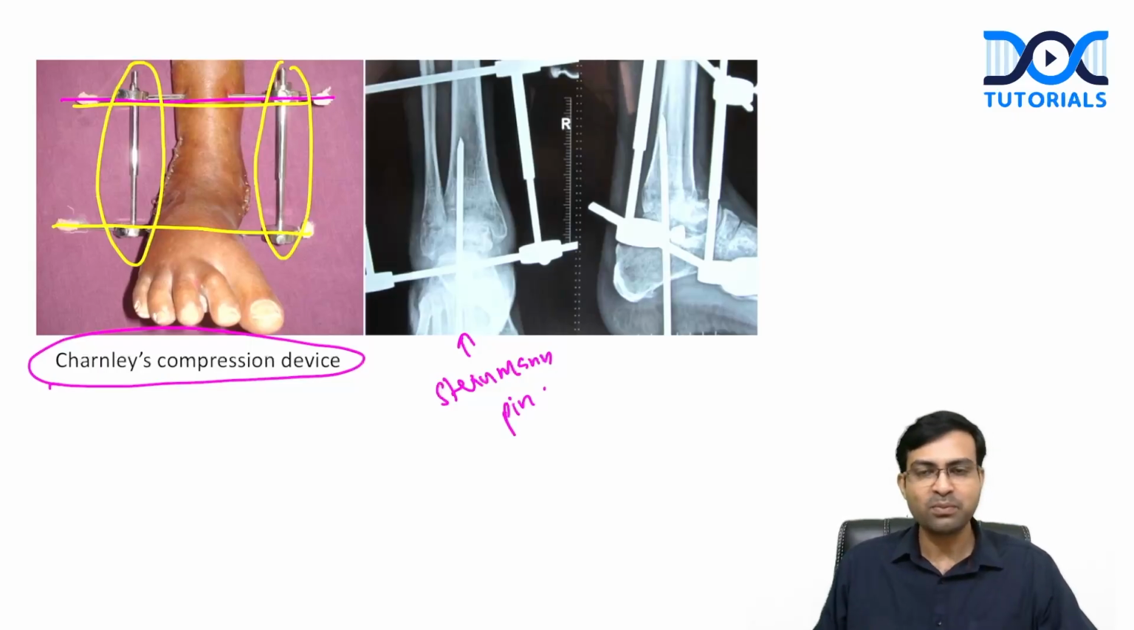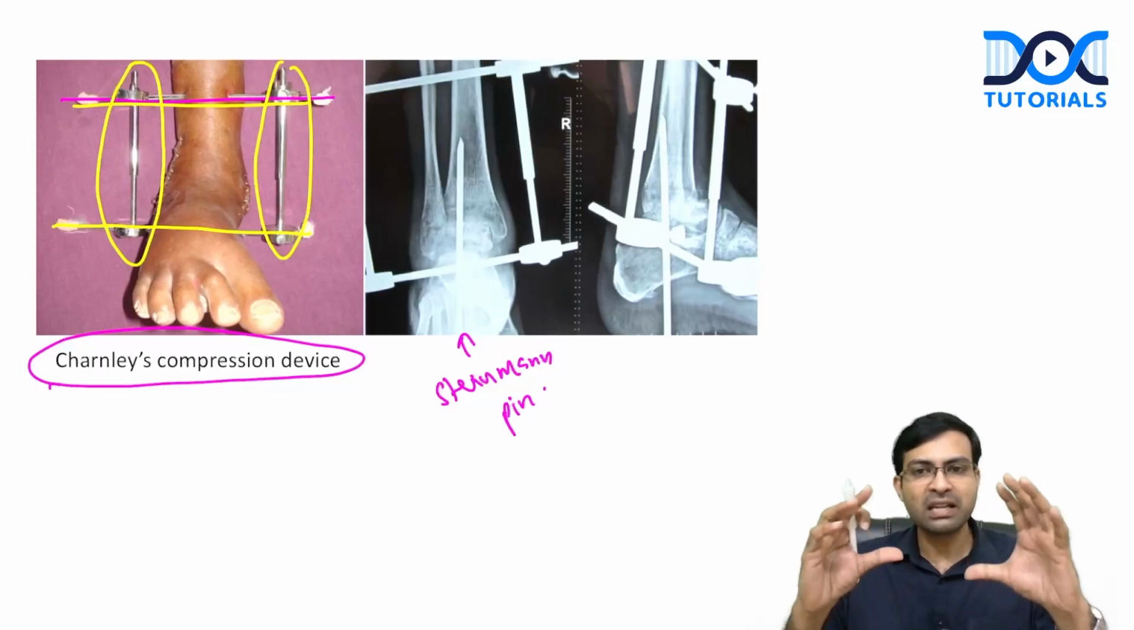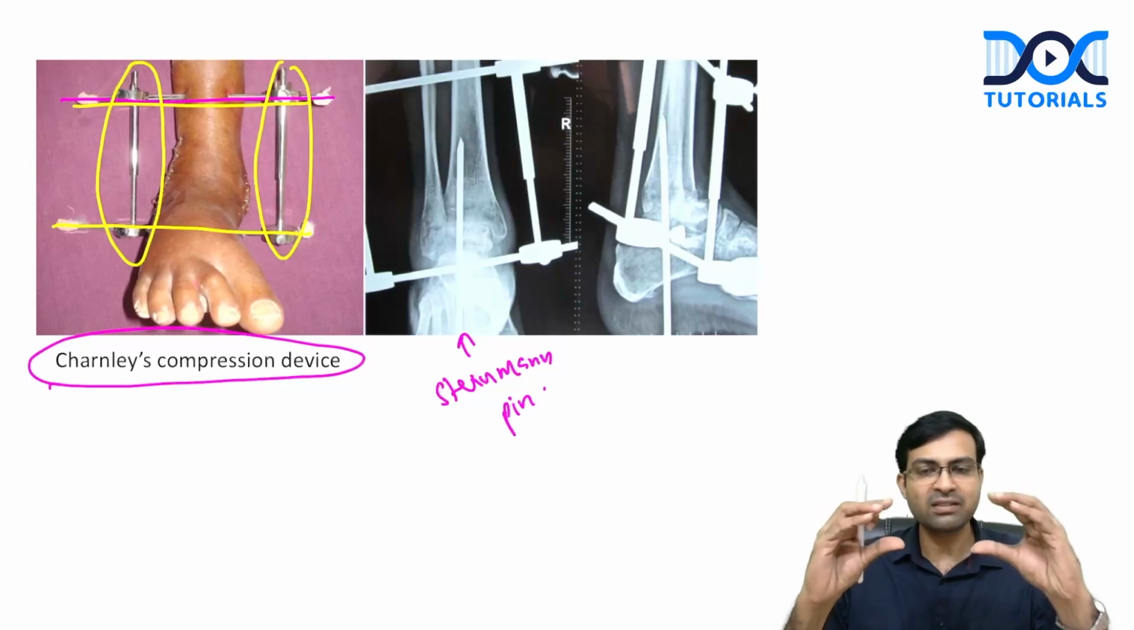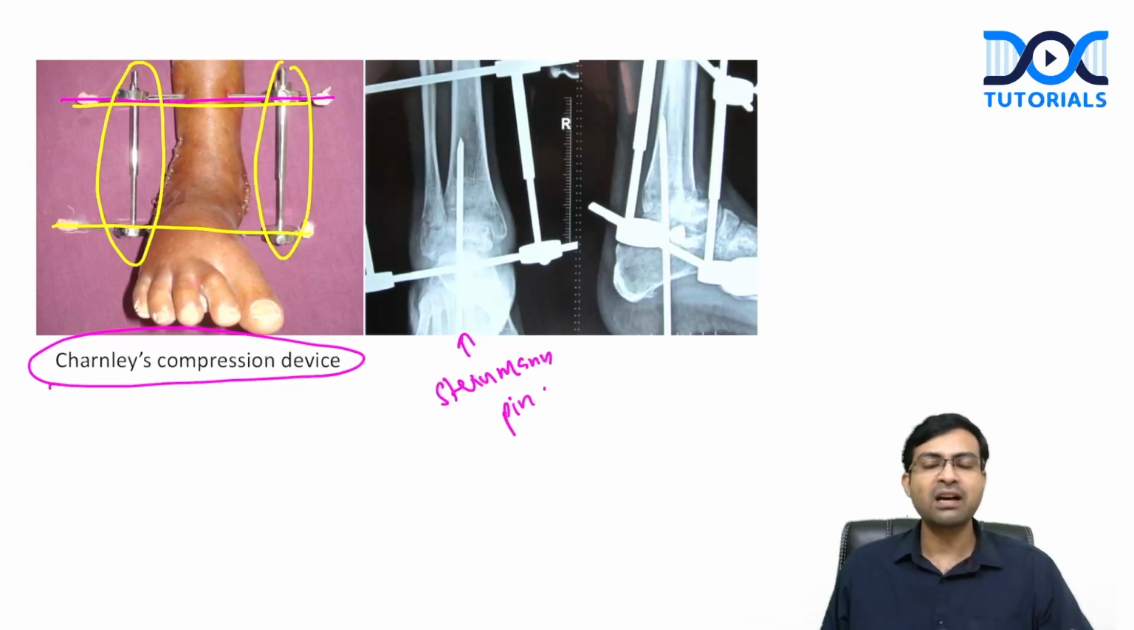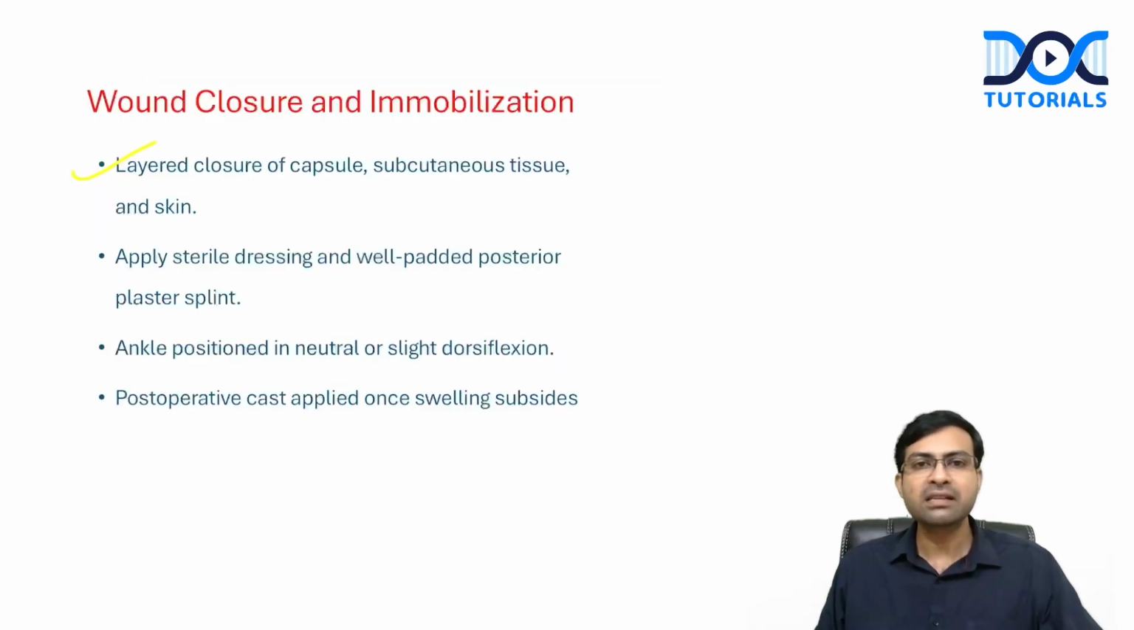A pair needs to be there, and there is a turning mechanism in the Charnley's compression device. You keep on turning it, and this will increase the compression at the fusion site. The advantage is that after 2, 3 weeks, when you are taking an X-ray and you feel that the compression is not adequate, you can increase the compression also after surgery. The best thing about this device is it is very cheap, hardly 1,000 rupees for the whole implants. That's it.